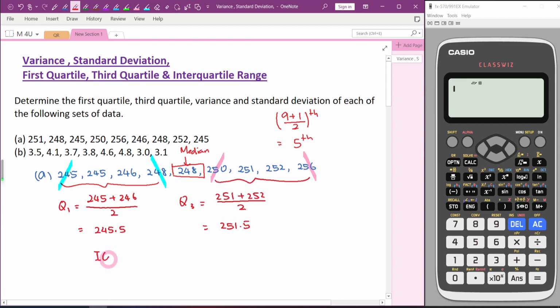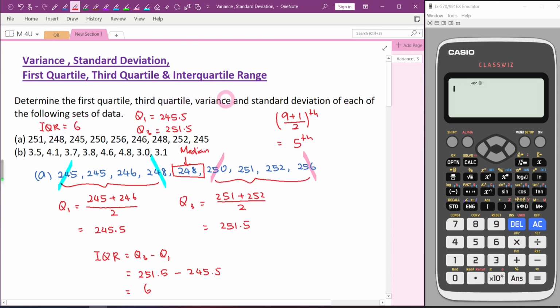And the interquartile range is equal to third quartile minus the first quartile. So here will be 251.5 minus 245.5, which is equal to 6. Okay, let me write down the answer here. First quartile is equal to 245.5 and the third quartile is equal to 251.5. Later on, I will show you how we use this calculator to help us get the answer. And the interquartile range is equal to 6.